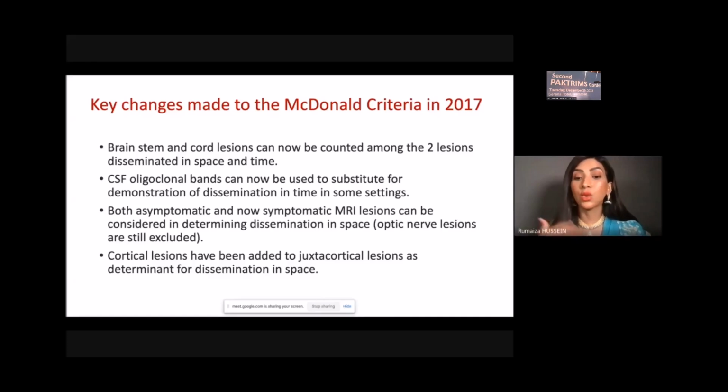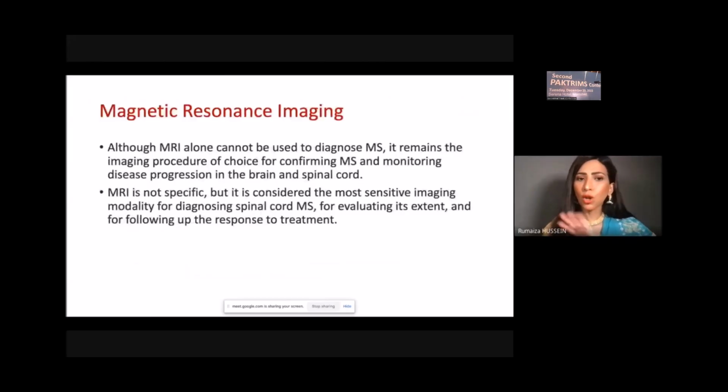have been added to the juxtacortical lesion as a determination for dissemination in space. So, although the MRI alone cannot be used to diagnose MS, it remains the imaging procedure of choice for confirming MS and monitoring disease progression in the brain and the spinal cord. MRI is not specific, but it is considered the most sensitive imaging modality for diagnosing spinal cord MS, for evaluating its extent, and for following up the response to treatment.